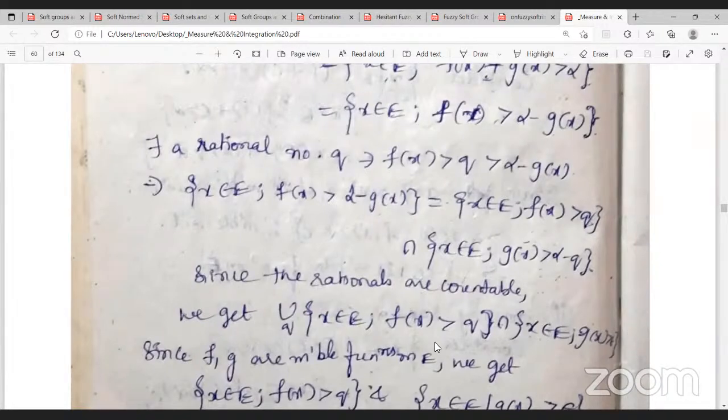So we have this condition, which implies there is Rn such that f of x greater than Rn greater than alpha minus g of x. Next, the set x belongs to E, f of x greater than alpha minus g of x is equal to the union over n equal to 1 to infinity of x belongs to E such that f of x greater than Rn, with R1, R2, R3, all rationals. Rn is a generalization.